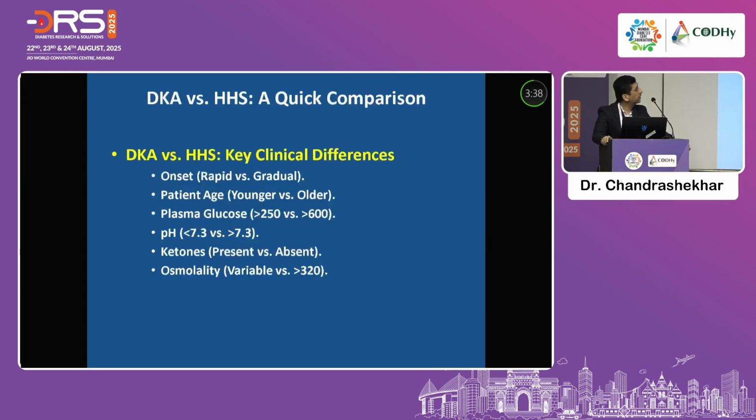And here are the key differences between HHS and DKA. DKA is seen at a younger age versus HHS at an older age. DKA has a very rapid, and HHS a gradual, mode of onset. Plasma glucose is more than 600 or so in HHS, whereas in DKA it is not that big, 250, 300, that's all. pH is less than 7.3 in DKA and more than 7.3 in HHS. And osmolarity is the issue in HHS, where we see osmolarity more than 320.